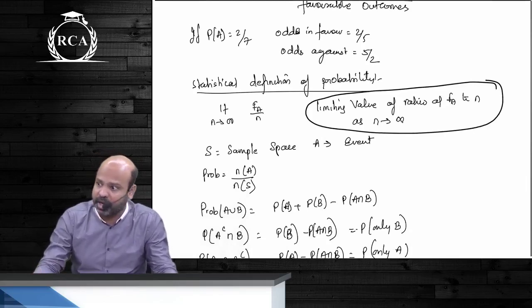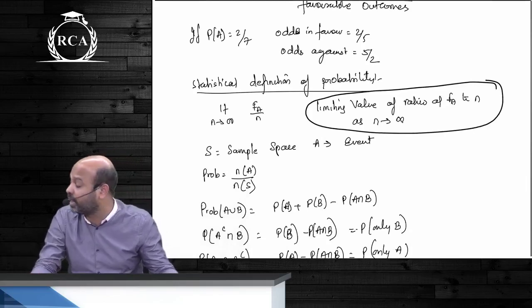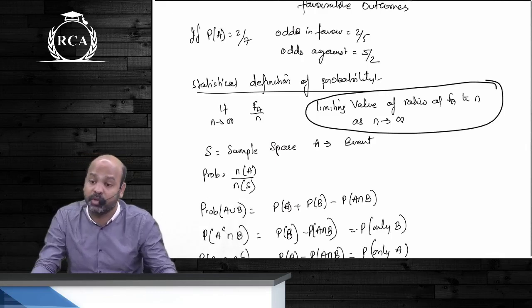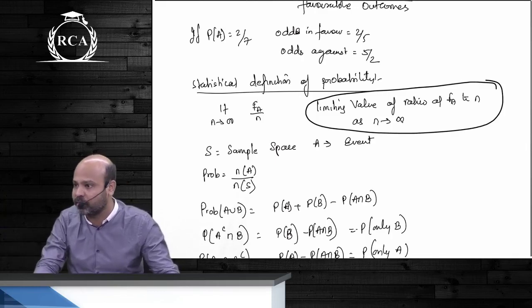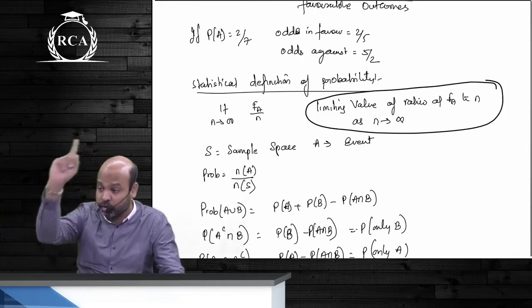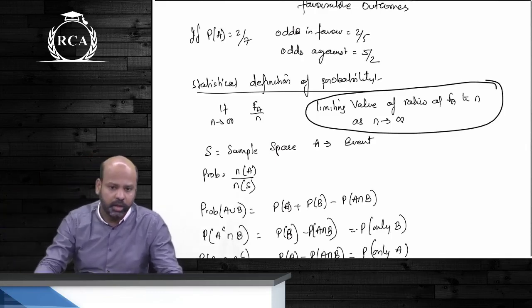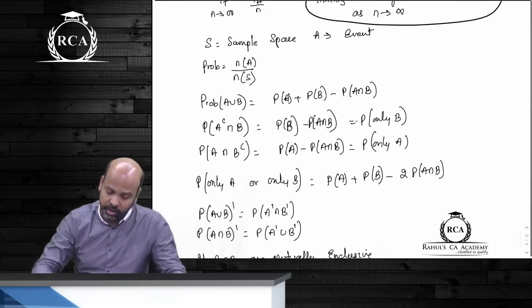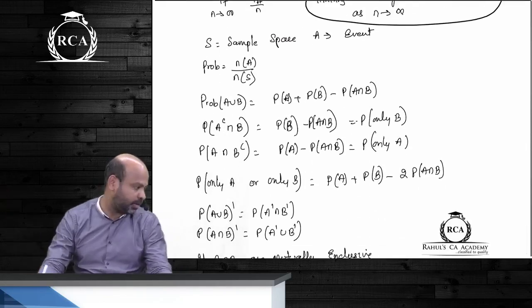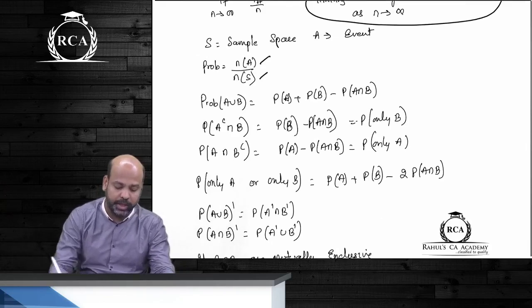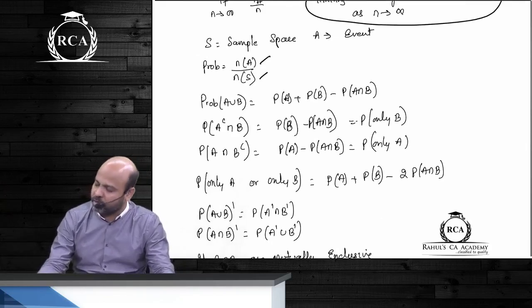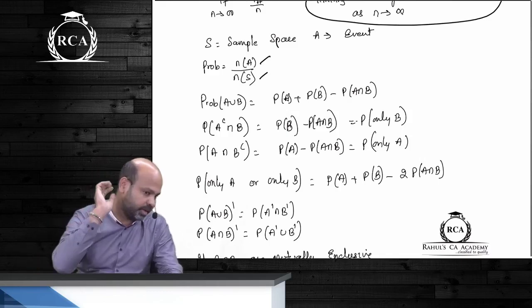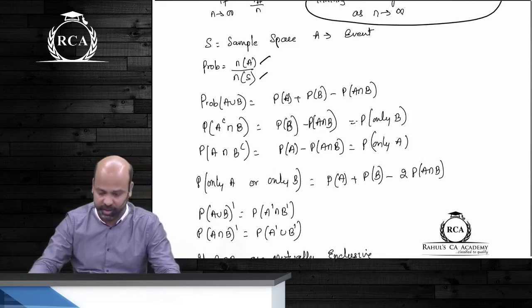The drawback of the classical definition was that it cannot be used when the total number of outcomes is infinite. Here I can use it even if the total number of outcomes is infinite, because you're going to use the concept of limits. Are we clear about this? So here, in order to arrive at probability, you write Na by Ns. What is Na by Ns? The number of outcomes favorable to A divided by the total number of outcomes, that is the total number of events in the universal set.